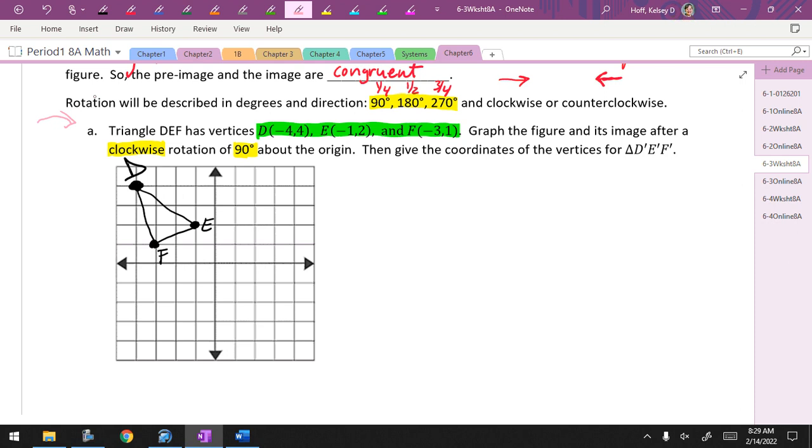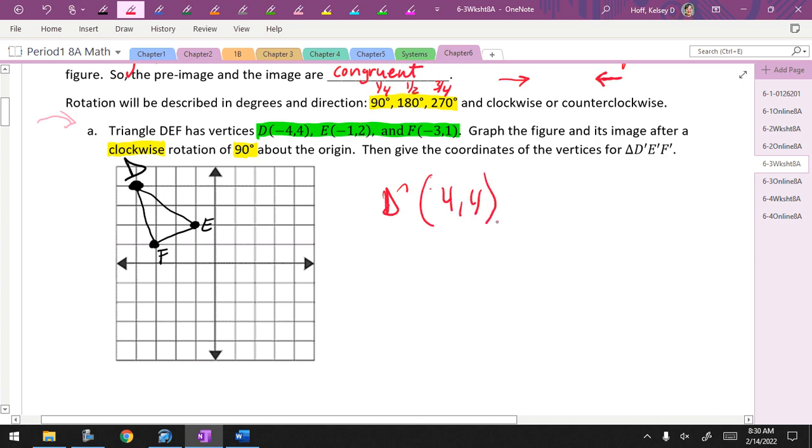Somebody tell me where D prime is located. Don't try to overthink this. But if you're going to tell me the coordinates of D when your paper is sitting sideways, Allison, what are you going to tell me? No, -4, -4 would be down here. +4, +4. Everybody agree with that? It's right 4 and up 4. Write that down.